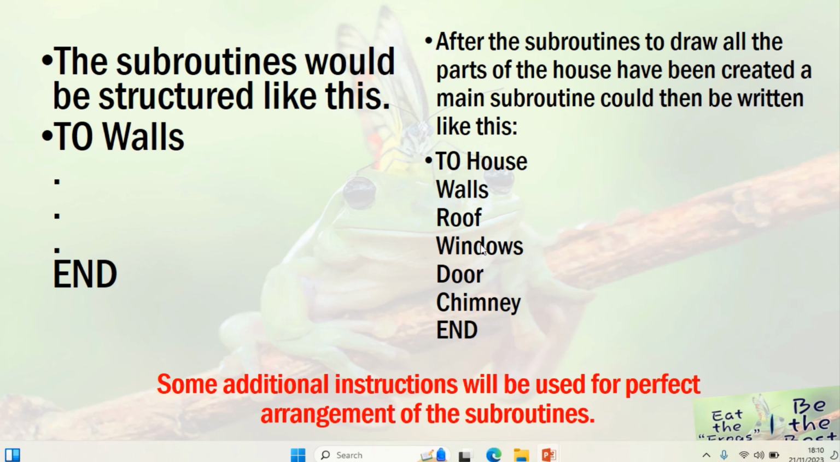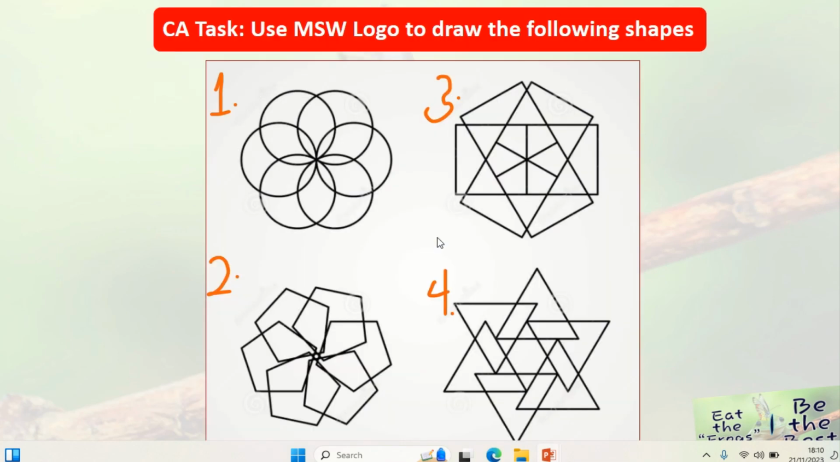So all this will be brought together and you have a full house. Don't forget, you first of all need to create the subroutines one after the other and save it. And after you have saved it, then you can call it. So this is how to call it and you have a full house.